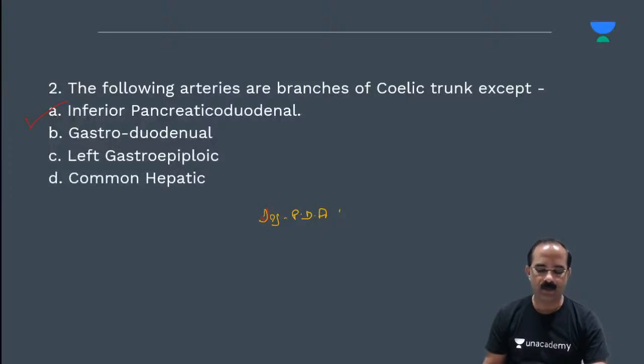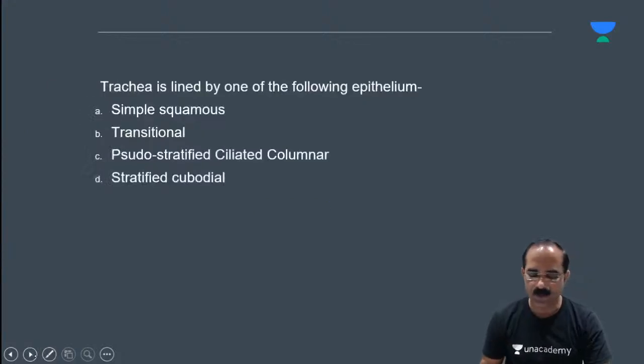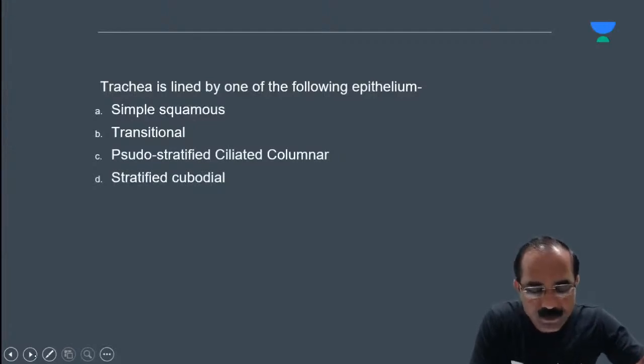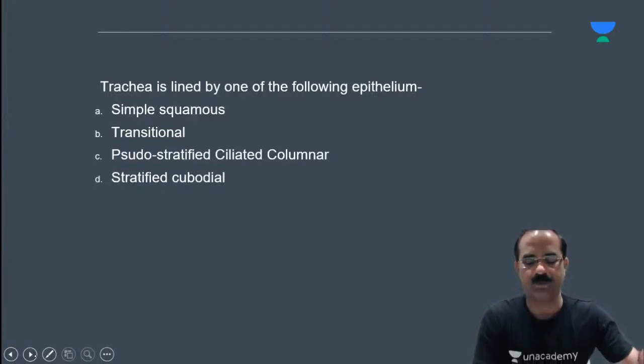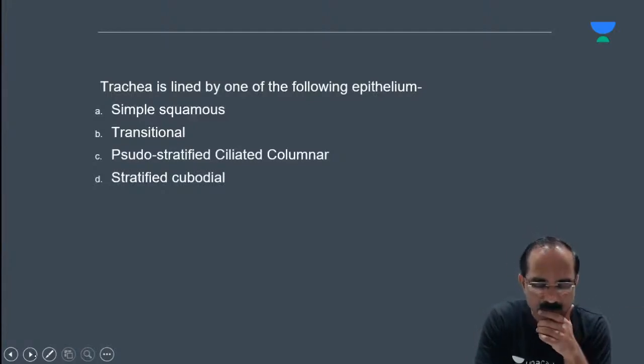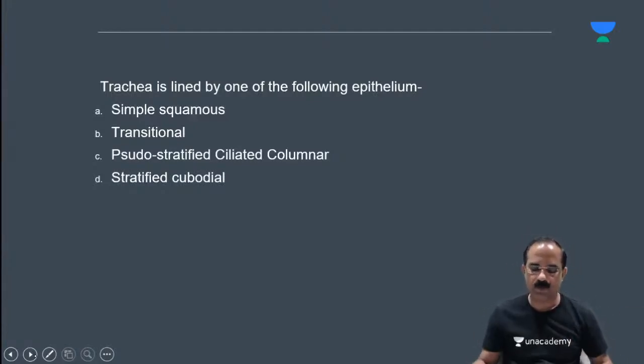Superior pancreatic, inferior pancreaticoduodenal. Coming to the next one. Answer this MCQ. Trachea is lined by one of the following epithelium. Answer this, students. Anyone? Come on students. What is respiratory epithelium?